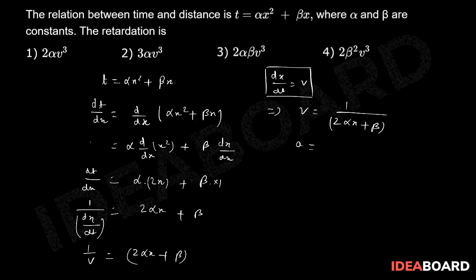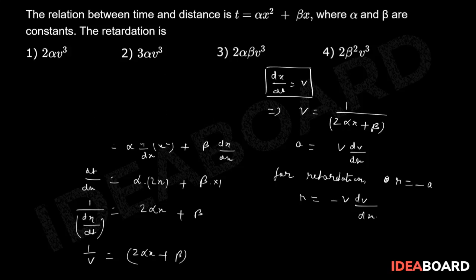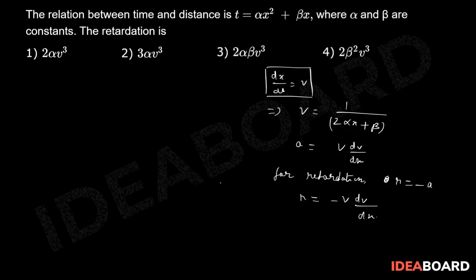So a will be given as v dv upon dx. So for retardation, we can use: retardation is equal to minus of acceleration, a negative of acceleration, right? That means minus v dv upon dx. Correct? Now the value of v is already known, and then we can substitute the values. We can find out the derivative.